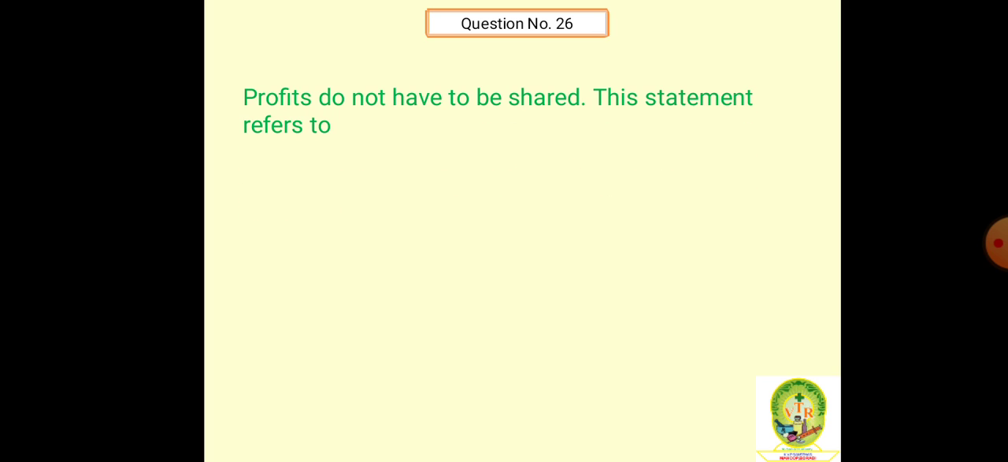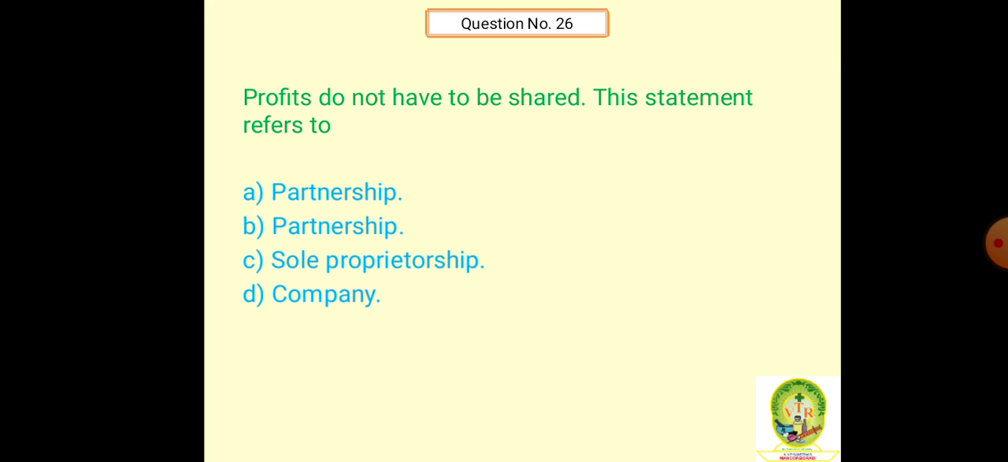Profits do not have to be shared. This attainment refers to. Options are A. Partnership, B. Partnership, C. Sole proprietorship, D. Company. Right answer is C. Given the following are the source of primary data except. Options are A. Consumer, B. Periodical, C. Salesman, D. Dealers. Right answer is B.